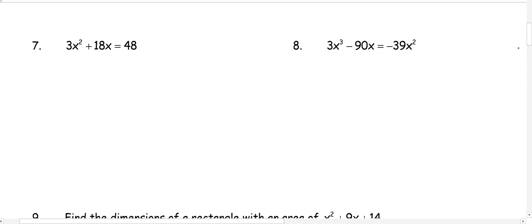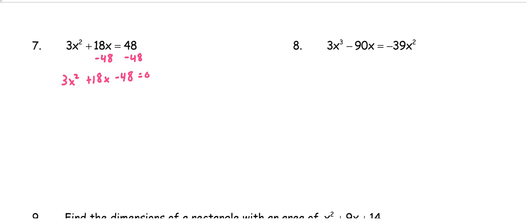Now, 7 and 8 are a little bit trickier because they're not set equal to 0. So in order to get them set equal to 0, I need to first move the 48 to the other side. So because it's a positive 48, I'm going to subtract 48 from both sides. And we get 3x squared plus 18x minus 48 equals 0.